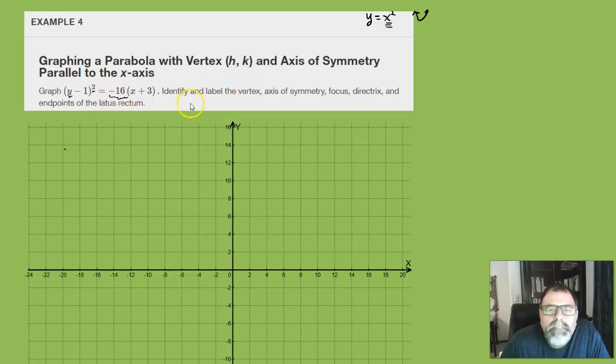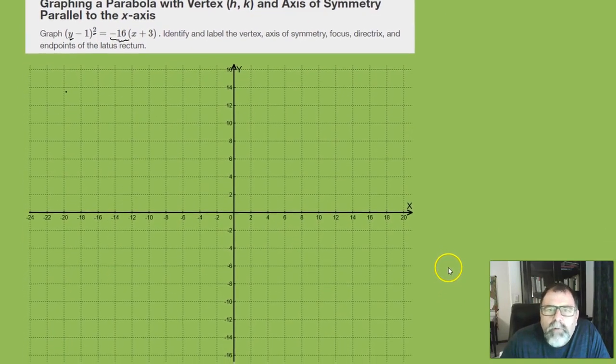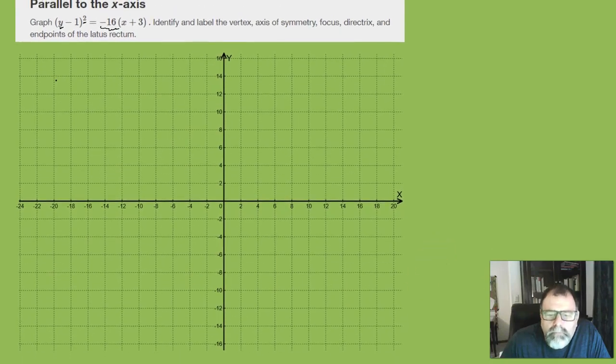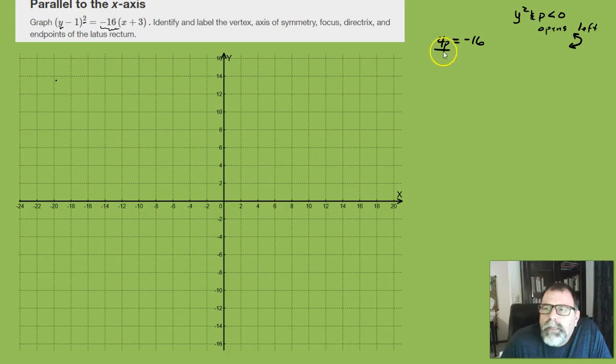4p is negative 16, so we always start with that. We move this up so we have more room. 4p is negative 16. So this is y squared, and p is less than 0, so it's opening leftward, right? Opening left. So it's going to be like this. So p is negative 4.